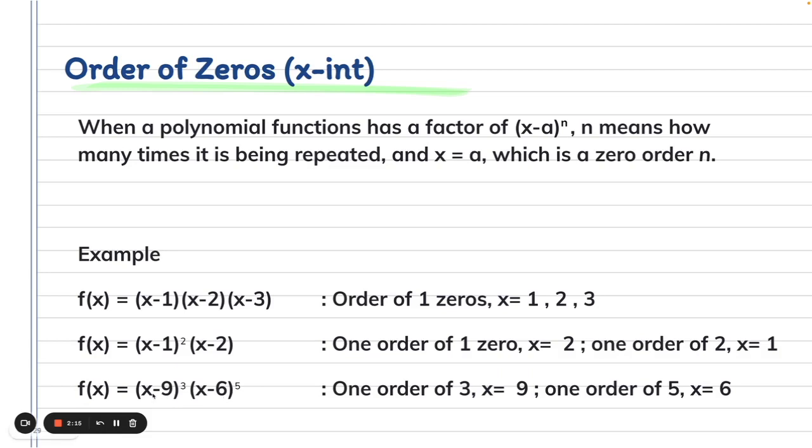And in this case, x minus 9 to the power of 3, x minus 6 to the power of 5. All we have to say is one zero of order 3, x equals 9, and one zero of order 5, x equals 6.